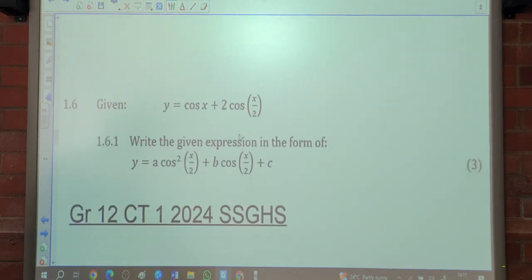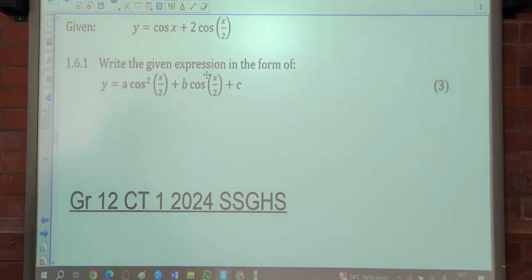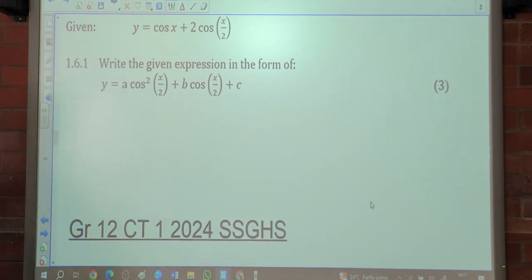But no mistake. Do 1.6. We are given y equals cos of x plus 2 cos of x over 2. Write the given expression in the form y equals a cos squared x over 2 plus b cos x over 2 plus c. People, what does that remind us of? Trinomial, yes. So I'm going to get the trinomial out of that.